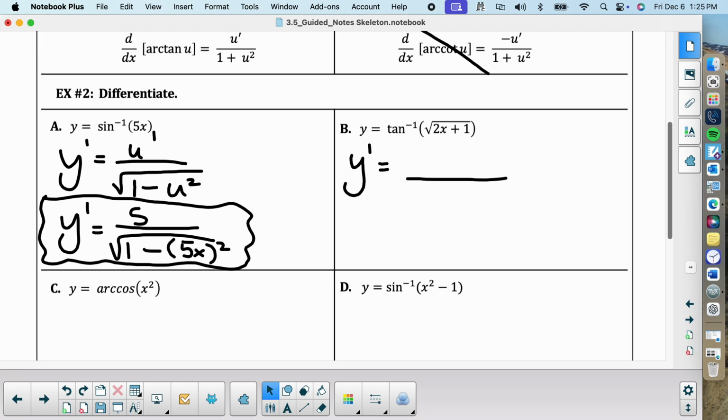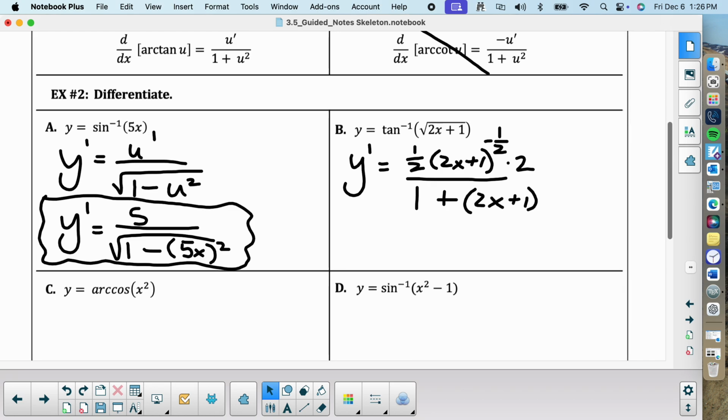So you're doing the u prime on top currently. Yep. 1/2 multiplied by 2x plus 1 to the -1/2. What's on the bottom? And then it's over 1 plus u squared, which is 1 plus the square root of 2x plus 1 squared, which is just 2x plus 1. Yes. Good.